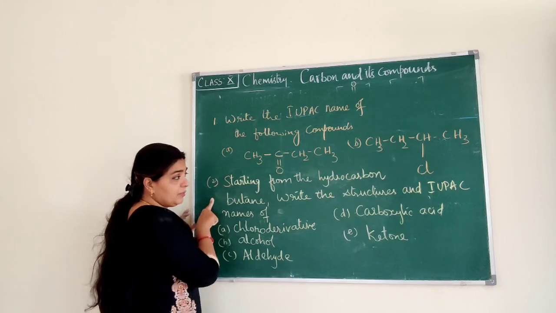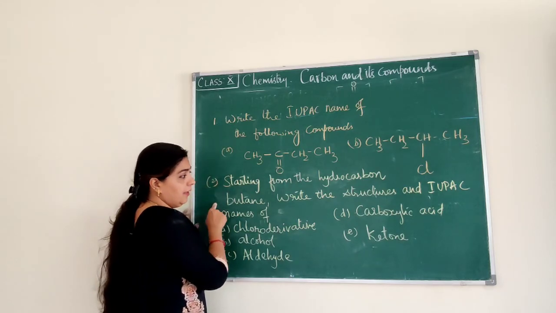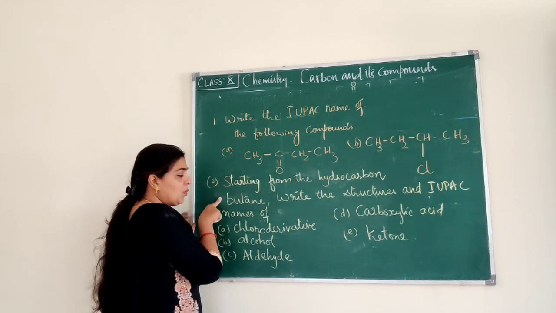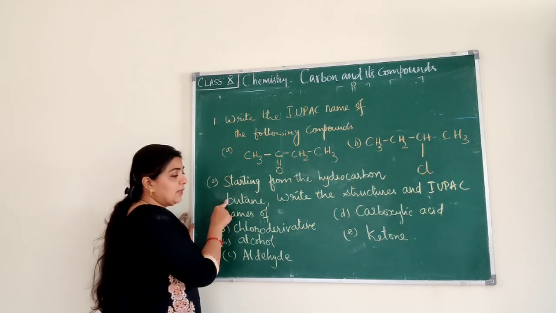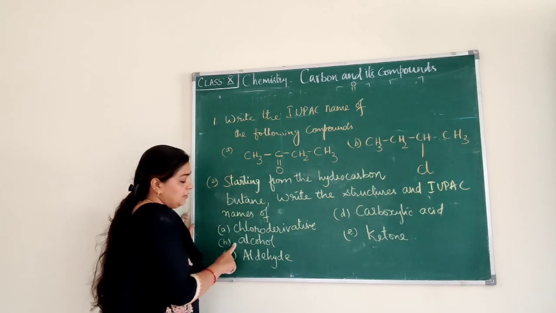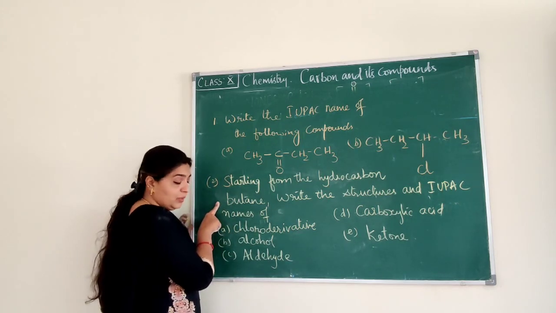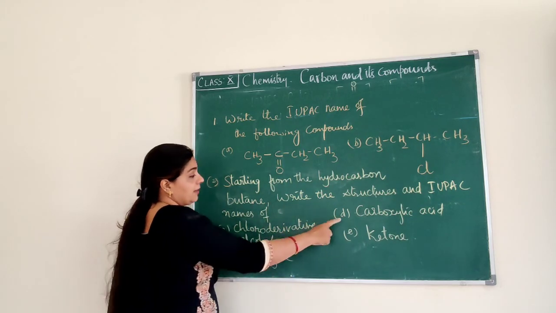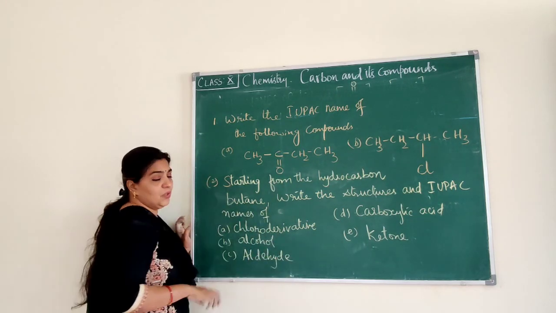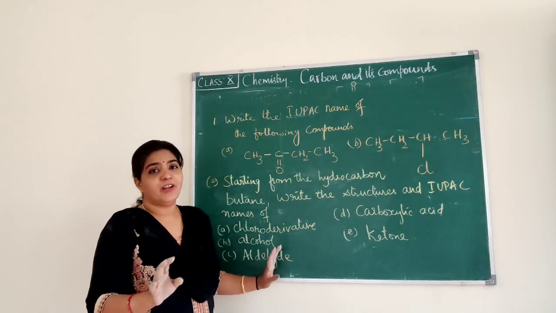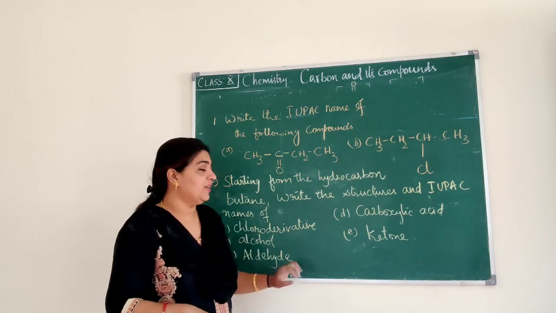Then, starting from the hydrocarbon butane, write the structure and IUPAC names of the chloro derivative of butane, and the alcohol when the alcohol group is combined with butane, and the aldehyde, carboxylic acid and ketone. Try to do it without seeing, so then you will understand whether you have followed it or not.